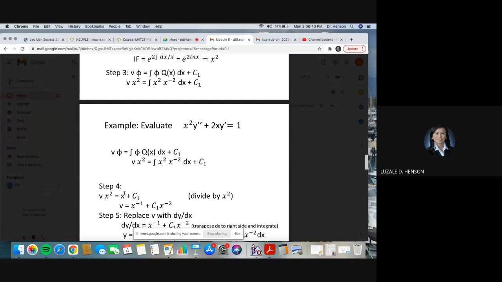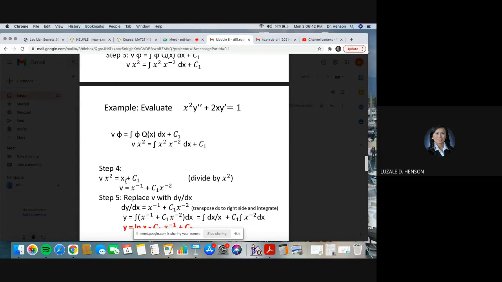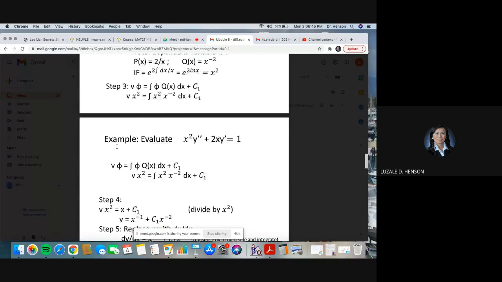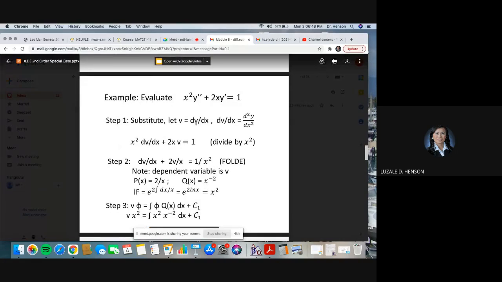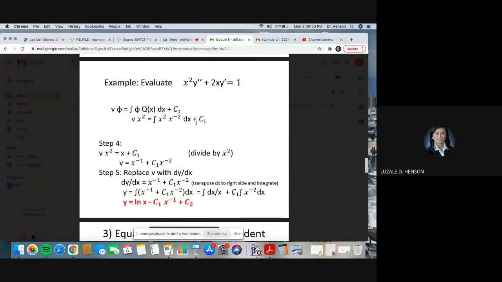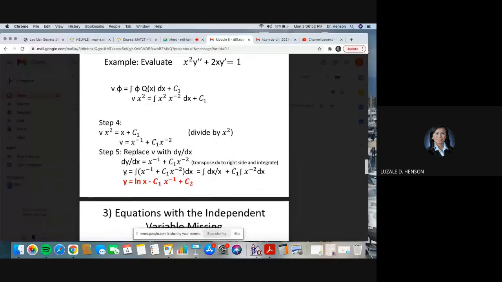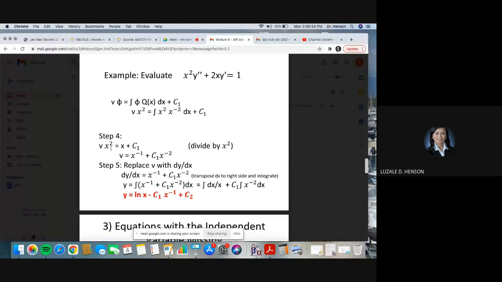That's for step 4. But then you still have a v. Recall that your v is equal to dy dx. Okay? So you replace your v here with dy dx.